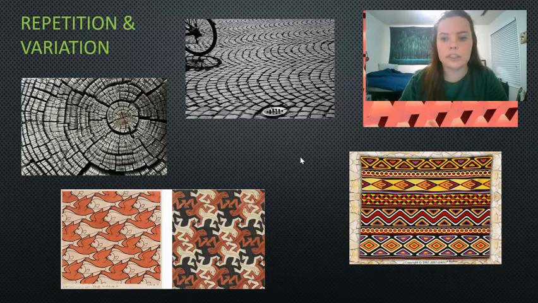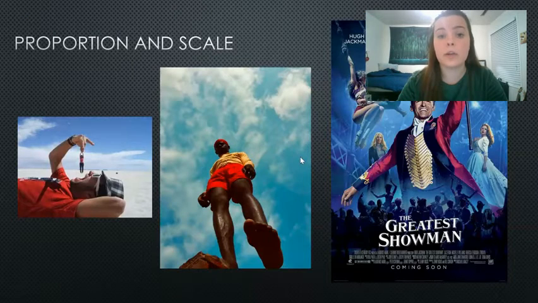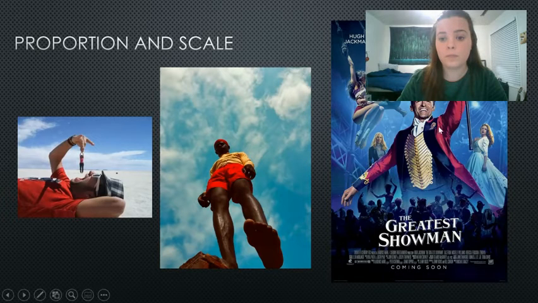So with proportion and scale, what you can see is that we have this movie, The Greatest Showman, and they put the most important character as the biggest person. That's called hierarchy scale. And so what that means is the most important thing is going to be the biggest. And so that's normally in a movie, this first person right in the front. That's going to be the biggest person you see.